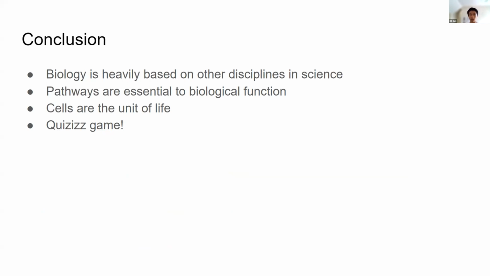As a few concluding statements, you need to know that pathways are extremely essential to biological function in general. I've mentioned three pathways already, but there are a lot of other pathways in biology that are essential to how the cell functions or the human functions. And finally, you need to remember that cells are the unit of life. They're the basic unit, and everything comes down to the cell. That's one of the reasons why cell biology is such an important discipline.